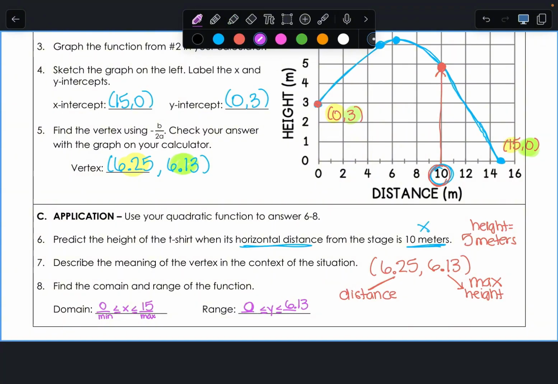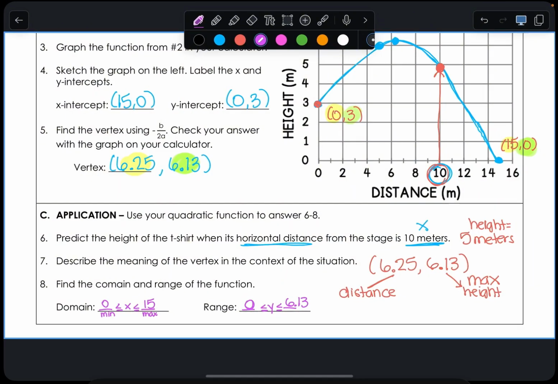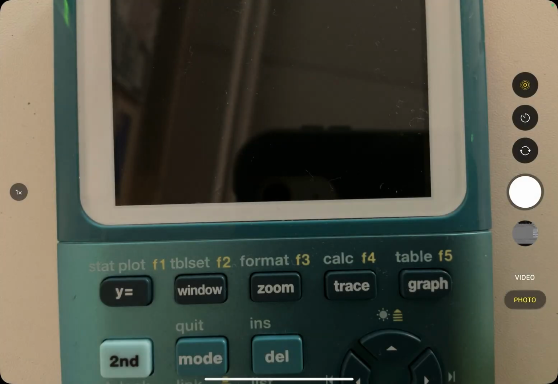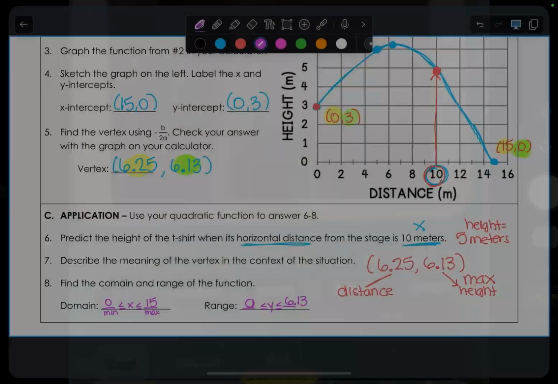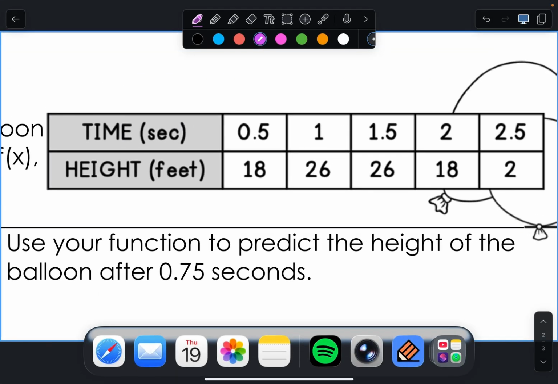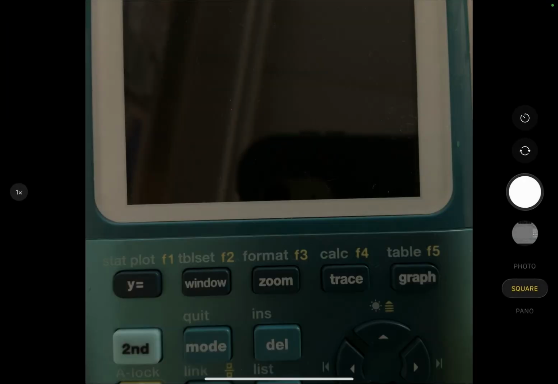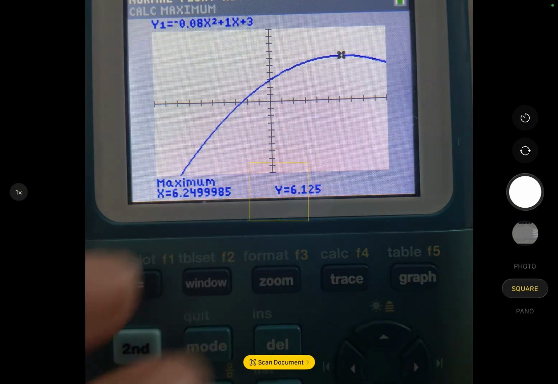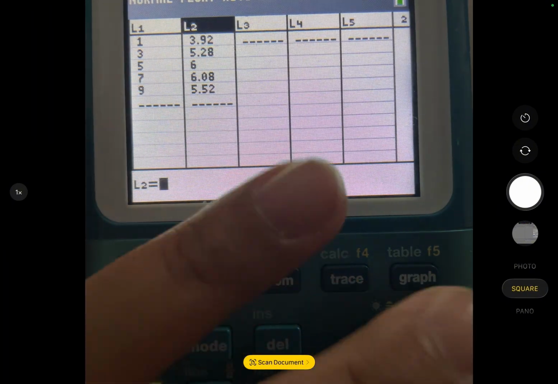Flip it over to the back. One more. We have a new table. Let's put those points in. Hold on. Go ahead and put those points into your calculator. Clear whatever you have in there.